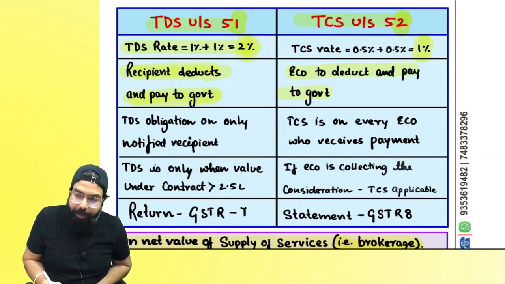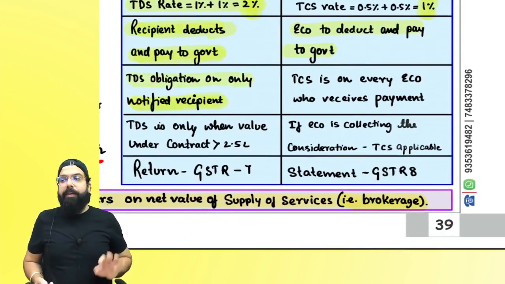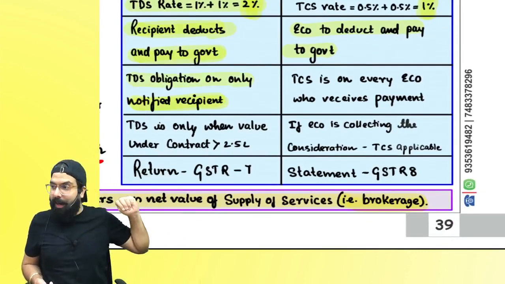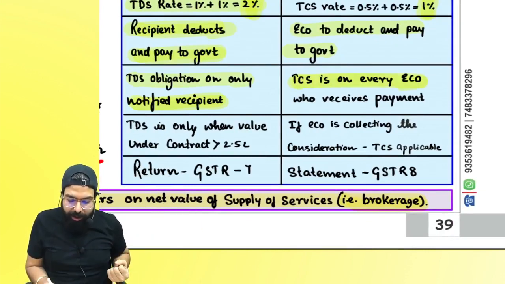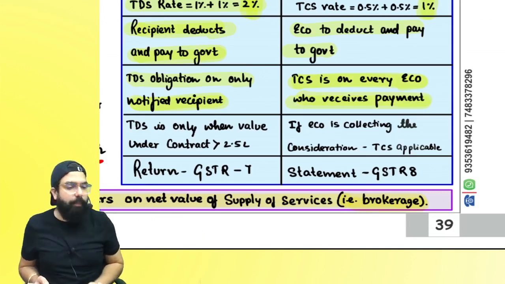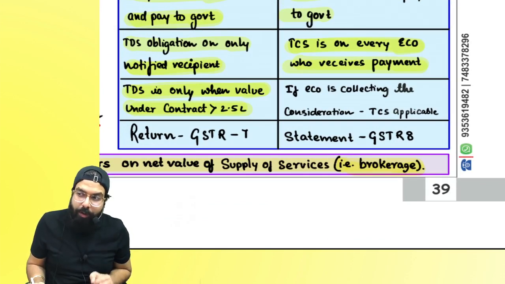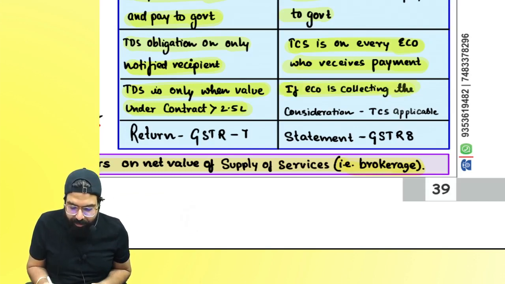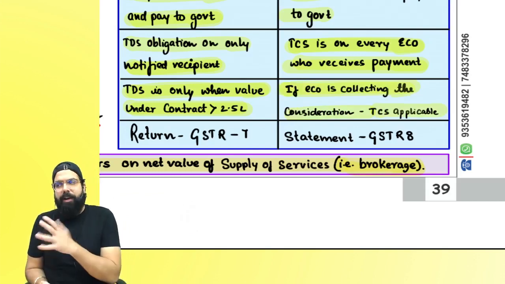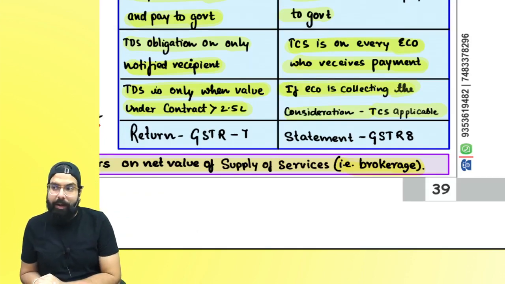Here, in TCS, the e-commerce operator will deduct and pay. In TDS the obligation is only on notified recipients, which are only 4 categories, right, everyone? And here it is on the e-commerce operator who receives the payment. Always, if the payment is flowing through the e-commerce operator, TCS provisions are applicable. TDS applies only when the value is greater than 2.5 lakh. TDS and TCS are always on the value, not on the GST. If e-commerce is collecting, then TCS will be applicable. There is no value limit. Even 1 rupee collected by e-commerce, TCS provision will be applicable.